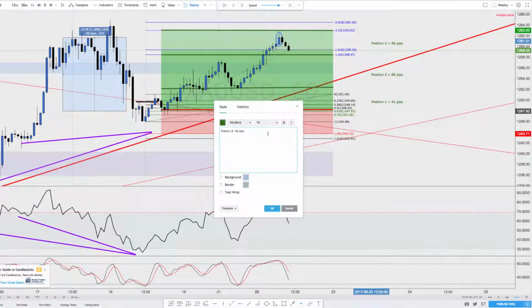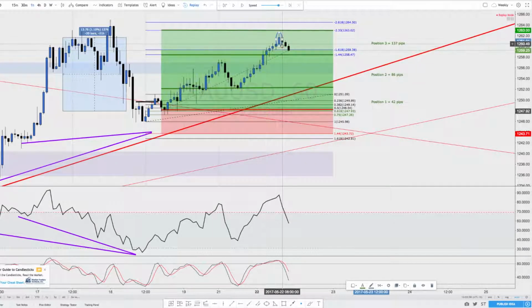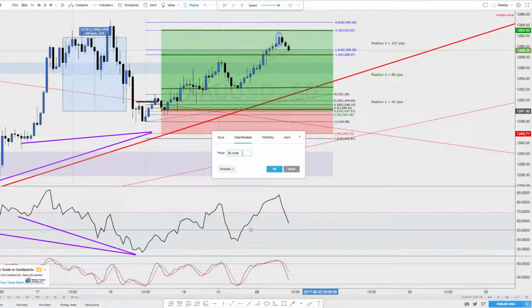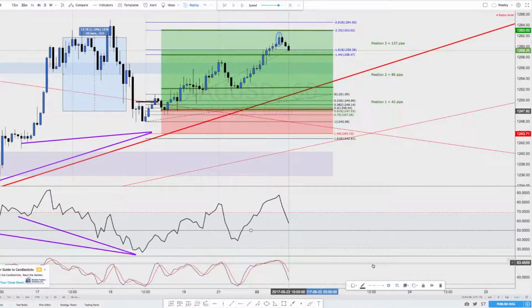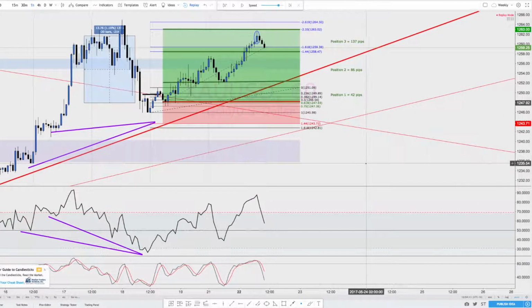Position 3, 137 pips. Take profit. Position 4 is still open. Let's drop in a 50 RSI level here. And say that as long as price stays above the 50 RSI level, we will stay in the trade.